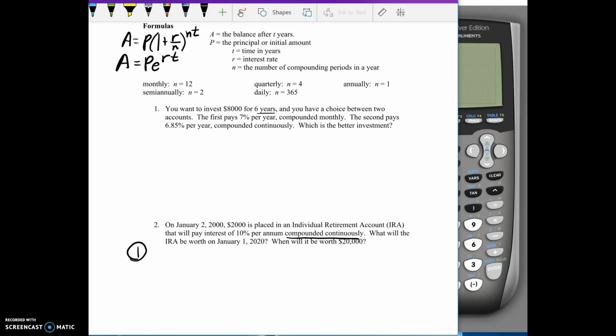So our first scenario, we are going to invest $8,000 for 6 years, and we have two choices. So we're going to have two parts to this situation. Our P is $8,000 for both, and our time is 6 years for both. Our first scenario, the rate is 0.07, and we have our compounding monthly, so our n is 12. We're going to use our first formula, 8,000 times 1 plus 0.07 divided by 12 to the 12 times 6.